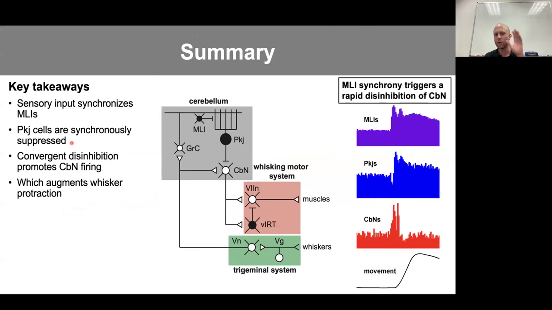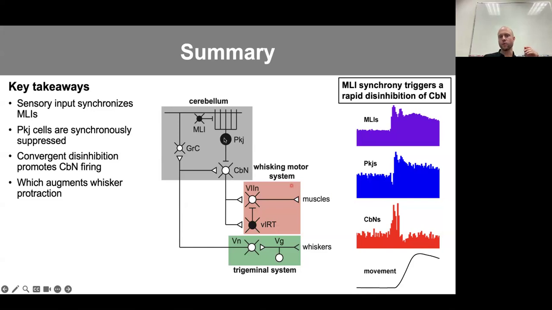So what we think is going on in this relatively simple circuit is that when you give a sensory input to the whiskers, this gets transmitted to the cerebellar cortex. It engages MLIs in a synchronous manner. And then this results in what we think is a synchronous simple spike suppression in Purkinje cells. This disinhibits the cerebellar nuclei, which can impact ongoing reflexive whisker movements.